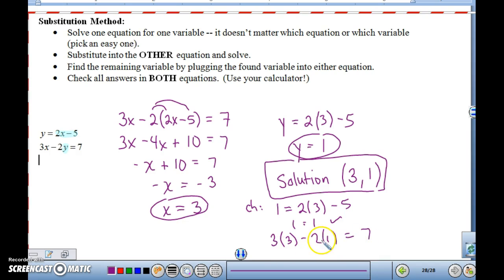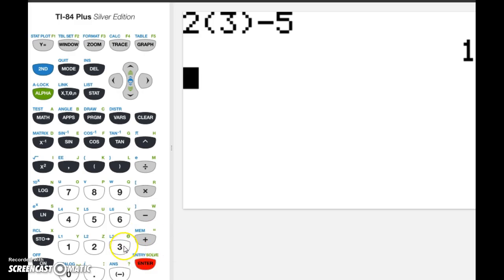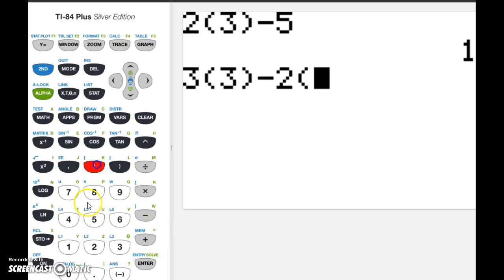3 times 3 is 9. 2 times 1 is 2. 9 minus 2 does equal 7. I know it equals 7, but just to check it on my calculator, this is what I'd put in. 3 times 3 minus 2 times 1, use your parentheses. 3 times 3 minus 2 times 1. Oops, so I put a 1 in there. And that should equal 7.